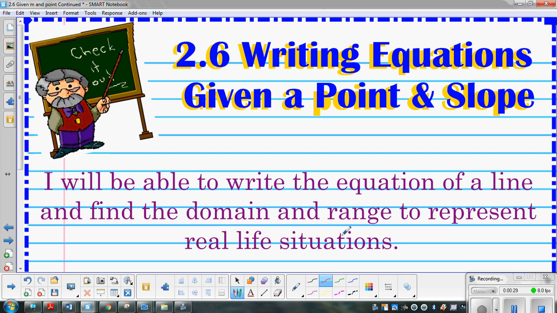Oh no, domain and range have reappeared again in Unit 2. So we are going to apply everything we've learned in Unit 2 to real-life situations and throw in domain and range. As soon as you have your objective written down, move on to the next slide.